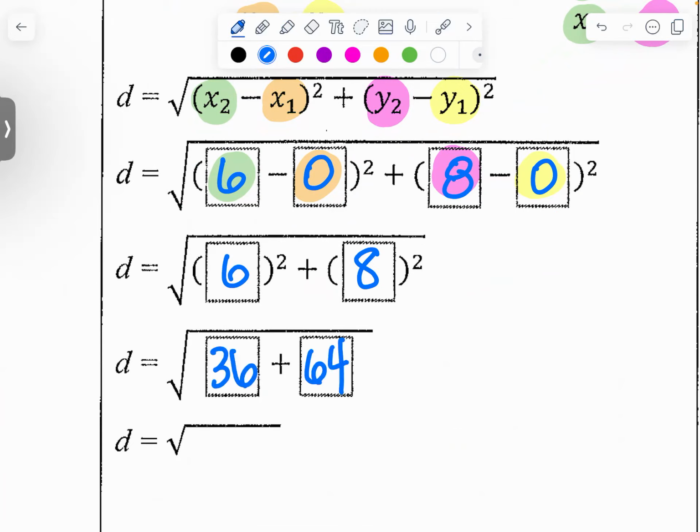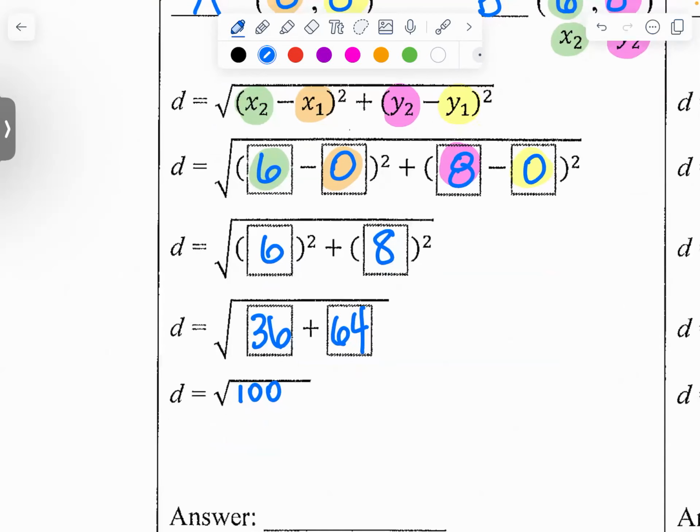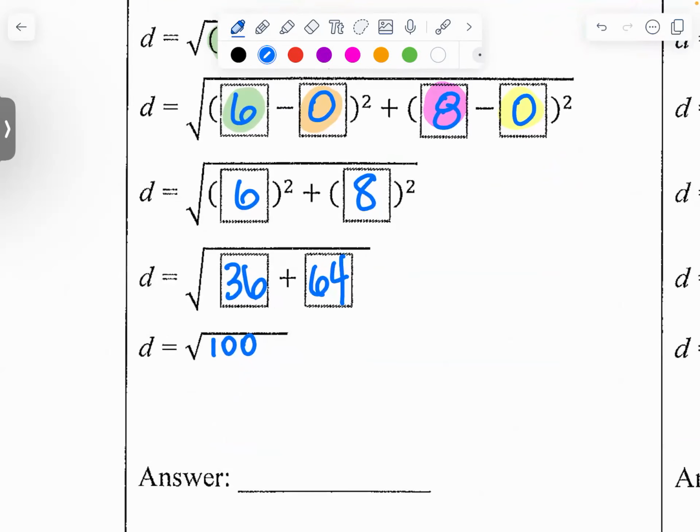I do. Okay, Kanaya? Oh, so when we add it together, it's 100. Oh yeah. Ooh, and Kanaya says 100 is a perfect square. So we can say that the square root of 100 is 10, and that is our answer.